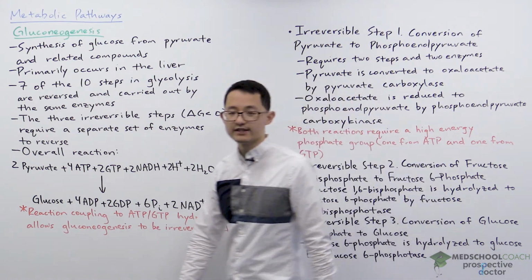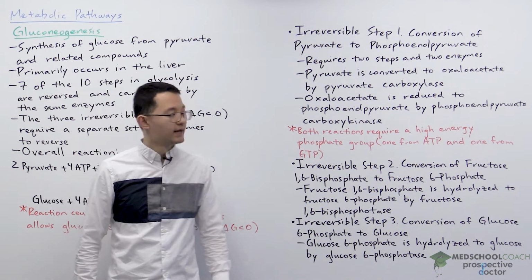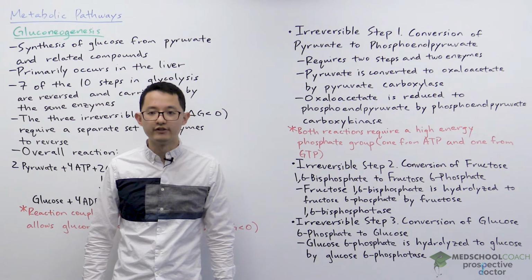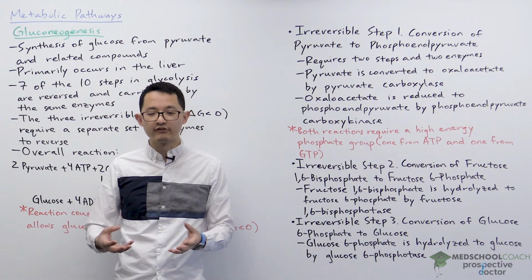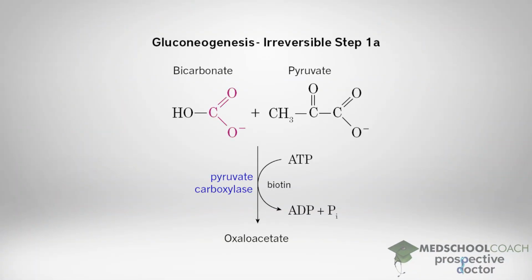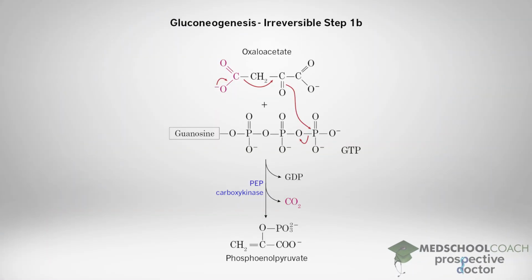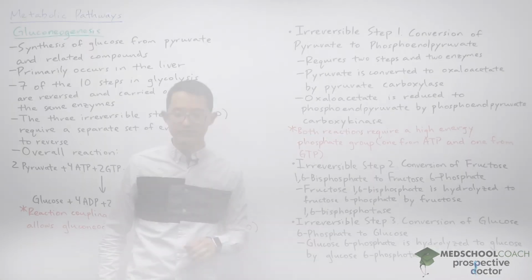All right, so now let's take a look at those 3 irreversible steps. The first step is conversion of pyruvate to phosphoenol pyruvate. As you can see in this diagram, this requires 2 steps. In the first step, pyruvate is converted to oxaloacetate by pyruvate carboxylase, and this requires a molecule of ATP. In the second step, oxaloacetate is reduced to phosphoenol pyruvate by phosphoenol pyruvate carboxykinase. This step requires 1 molecule of GTP.